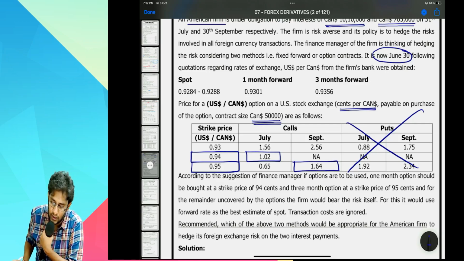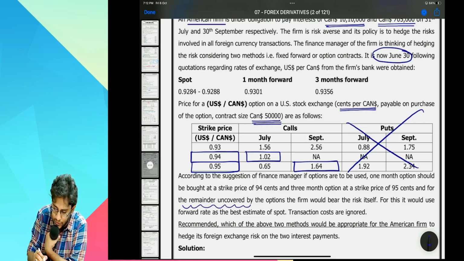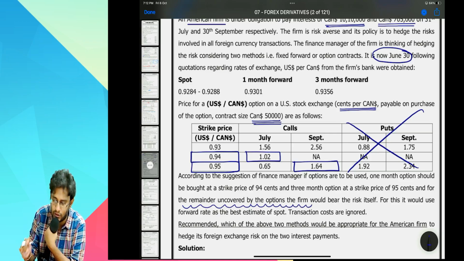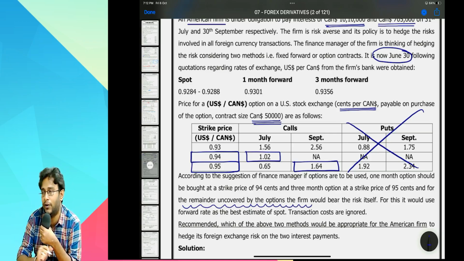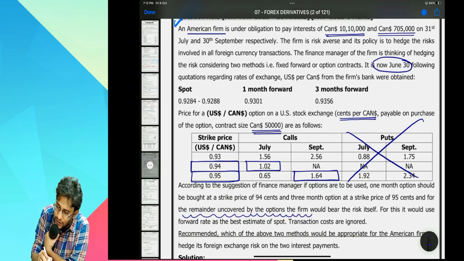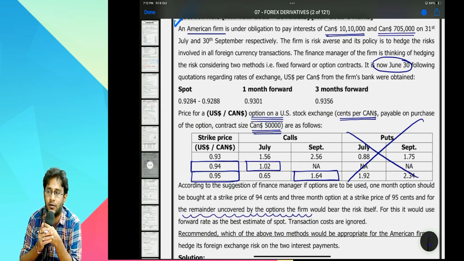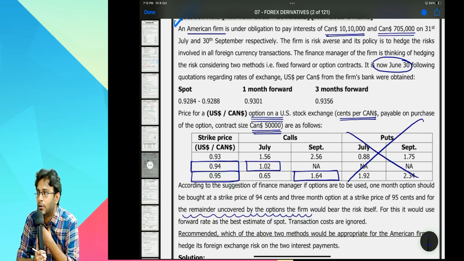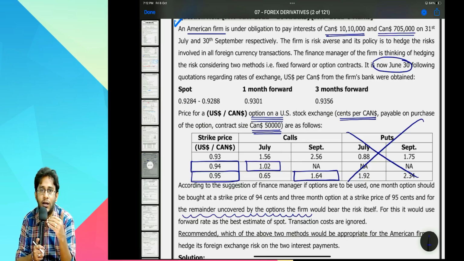And for the remainder uncovered by the options. What is the meaning of remaining uncovered? Look at this, this fellow is hero also, villain also. In the last two sums, lot size is not there. If you have to hedge 3 lakh pounds, nicely you take a full 3 lakh call option. Imagine I tell you the lot size is 70,000 pounds. 3 lakh pounds divided by 70,000 pounds is not a whole number. Since it is not a whole number, full hedging is not possible. Either you have to take more contracts or fewer contracts.